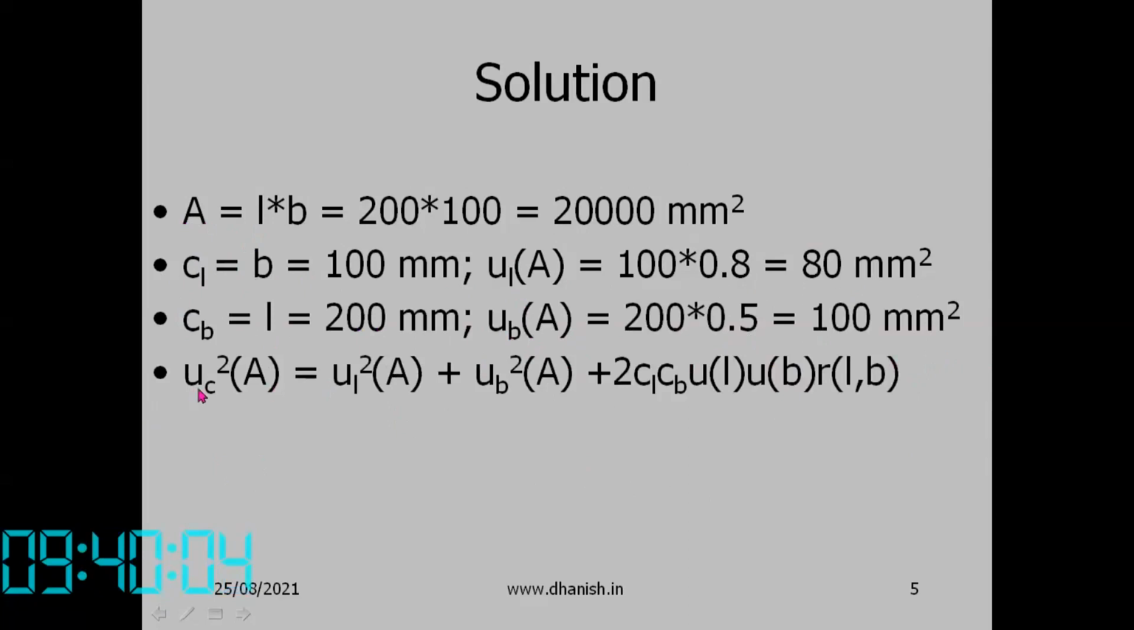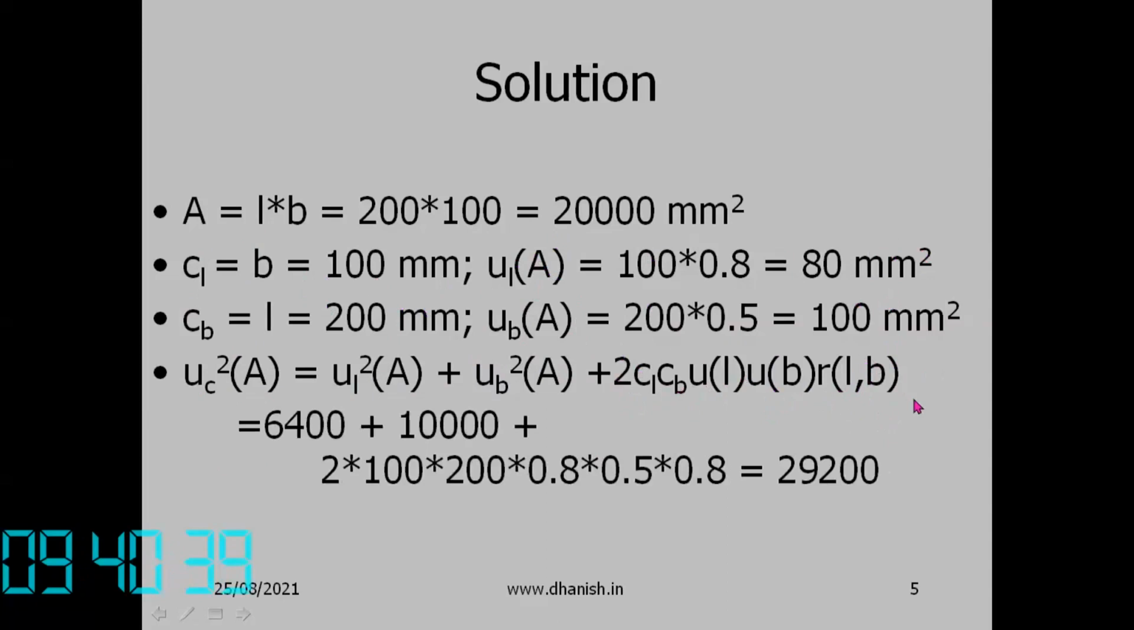So combined standard uncertainty in area squared is equal to uncertainty of area due to length squared plus uncertainty of area due to breadth squared. So these two quantities we have found here, and then we have to add this term also, plus 2 into CL into CB into UL into UB. UL and UB are given in the question, into r of L, B. Also CL into UL is same as this. We can directly take these two quantities and that correlation coefficient has to be added.